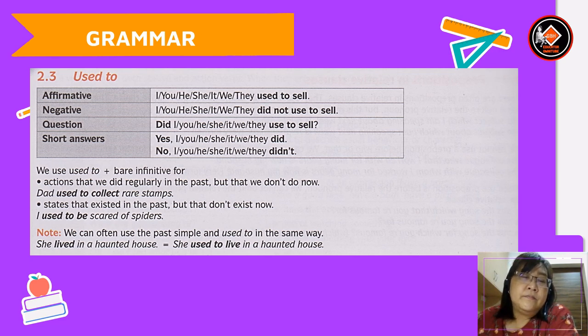We use used to, and then we add bare infinitive for actions that we did regularly in the past, but that we don't do now. I used to collect rare stamps. Number 2, states that existed in the past, but that don't exist now. I used to be scared of spiders. Okay, let's look at the note. We can often use the past simple and used to in the same way. She lived in a haunted house. So this means she used to live in a haunted house.